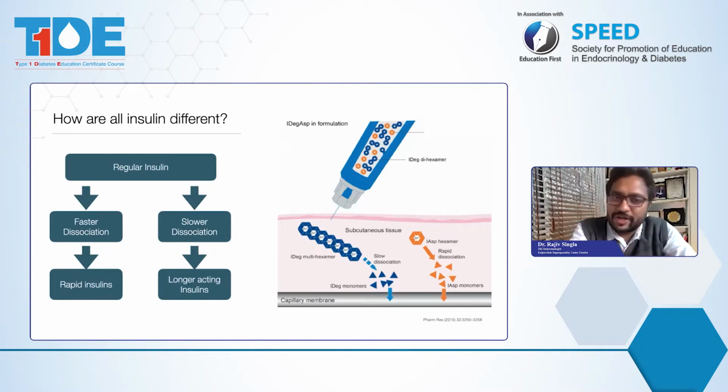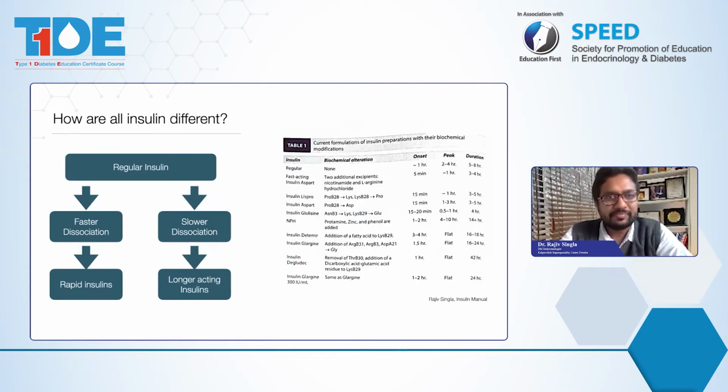So faster dissociating insulins are called rapid insulins, and they are used as pre-meal insulin doses, and the slower dissociating ones are called longer acting insulin. They act as a basal insulin.